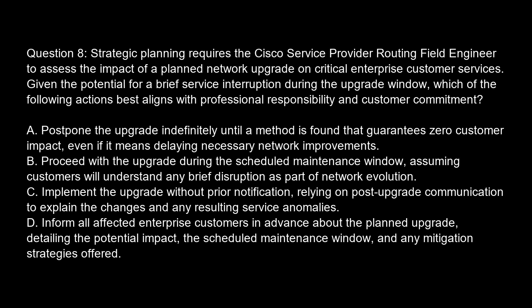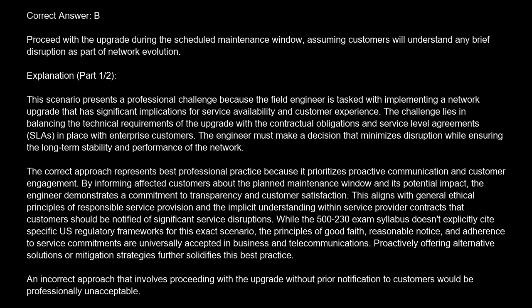Proceed with the upgrade during the scheduled maintenance window, assuming customers will understand any brief disruption as part of network evolution. Option C. Implement the upgrade without prior notification, relying on post-upgrade communication to explain the changes and any resulting service anomalies. Option D. Inform all affected enterprise customers in advance about the planned upgrade, detailing the potential impact, the scheduled maintenance window, and any mitigation strategies offered. The correct answer is B.